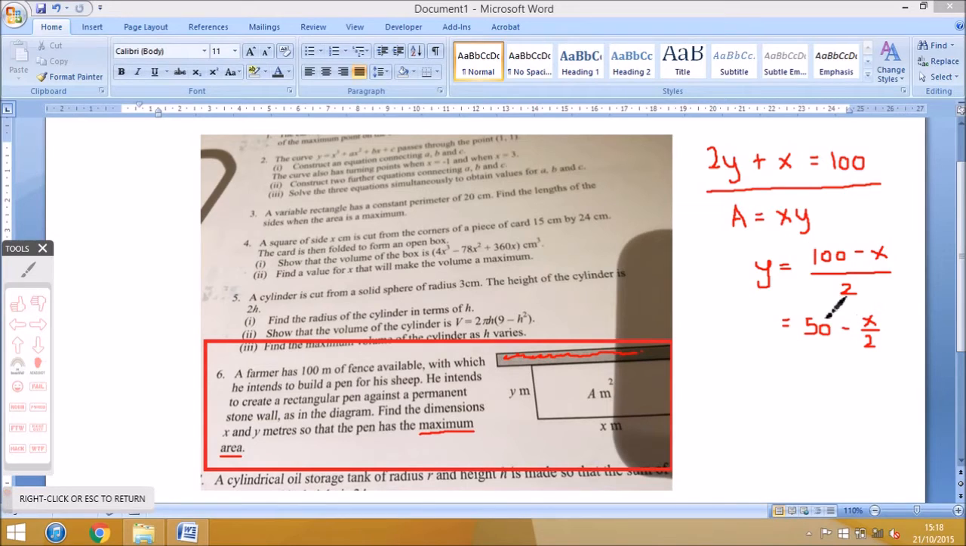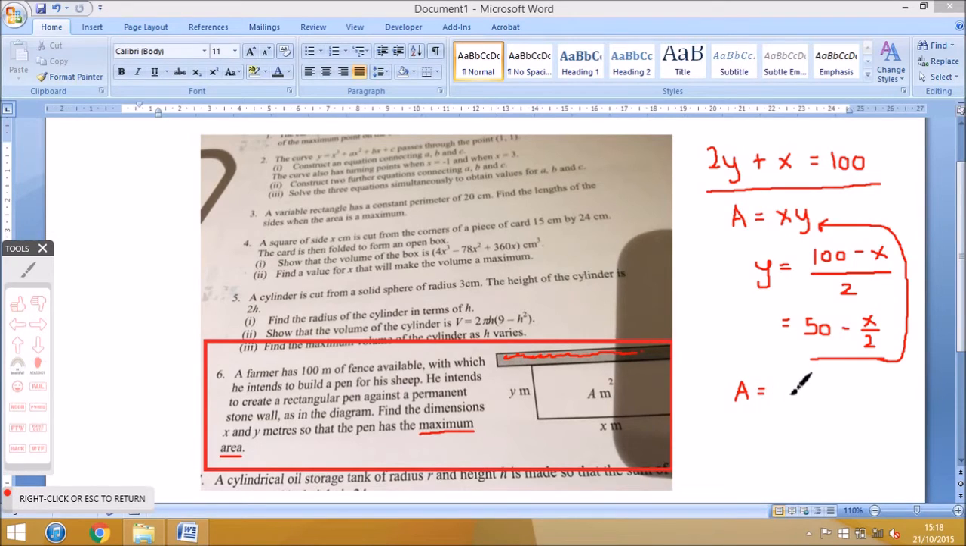Right, so using this second equation here, and now that we've made y the subject, what I can do is substitute this into our equation for the area, and that would eliminate the y. And then we can proceed to differentiate. So just remember that we can only differentiate in one variable.